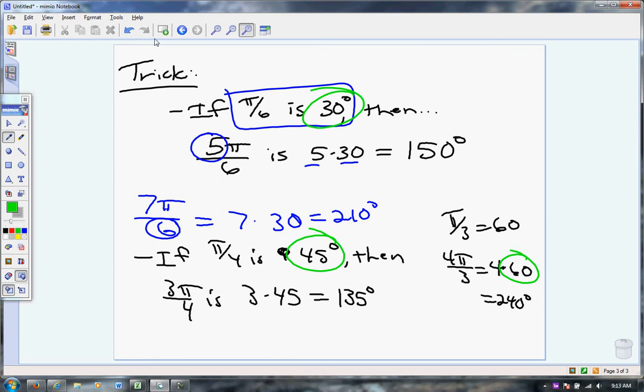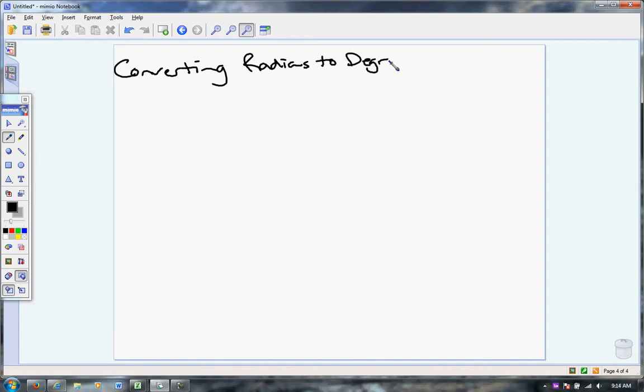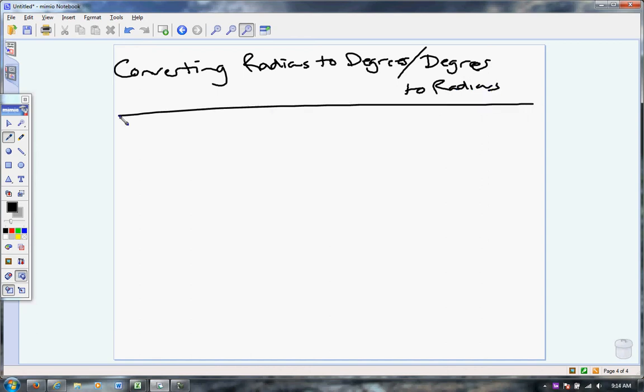So we need to talk about how we convert, the official way that we convert radians to degrees and degrees to radians. Well, first, how about radians to degrees?